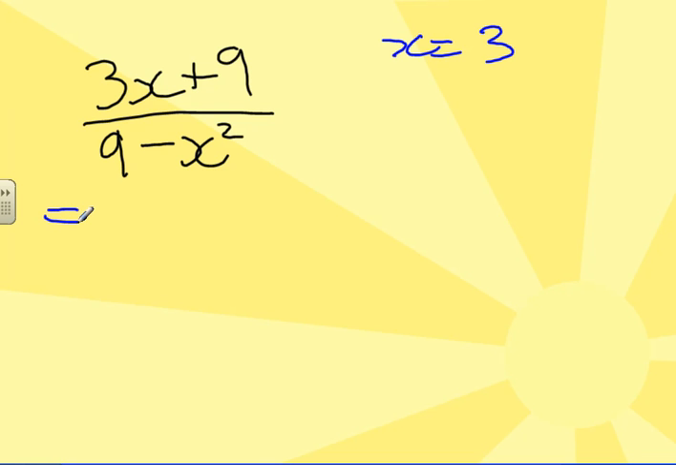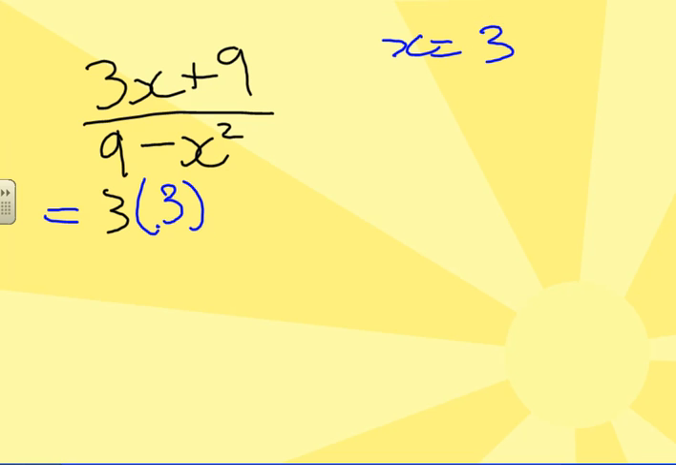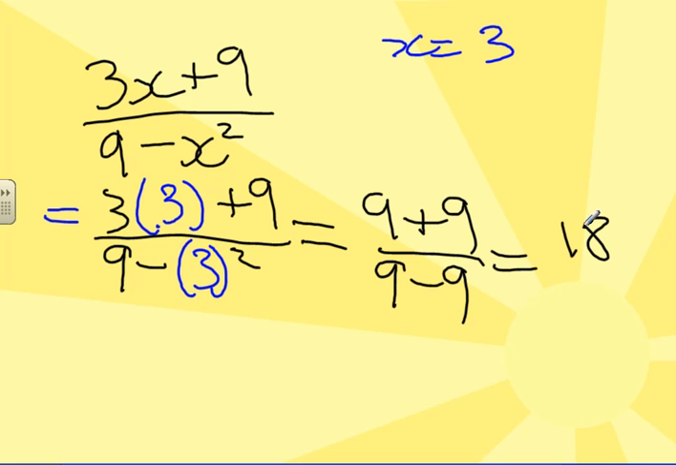Okay, so 3 times x, 3 times 3 plus 9 all over 9 minus 3 squared. I just subbed in 3 for my x's. It ends up being 9 plus 9 over 9 minus 9, which is 18 over 0. We cannot do 18 over 0, so obviously x cannot equal 3.